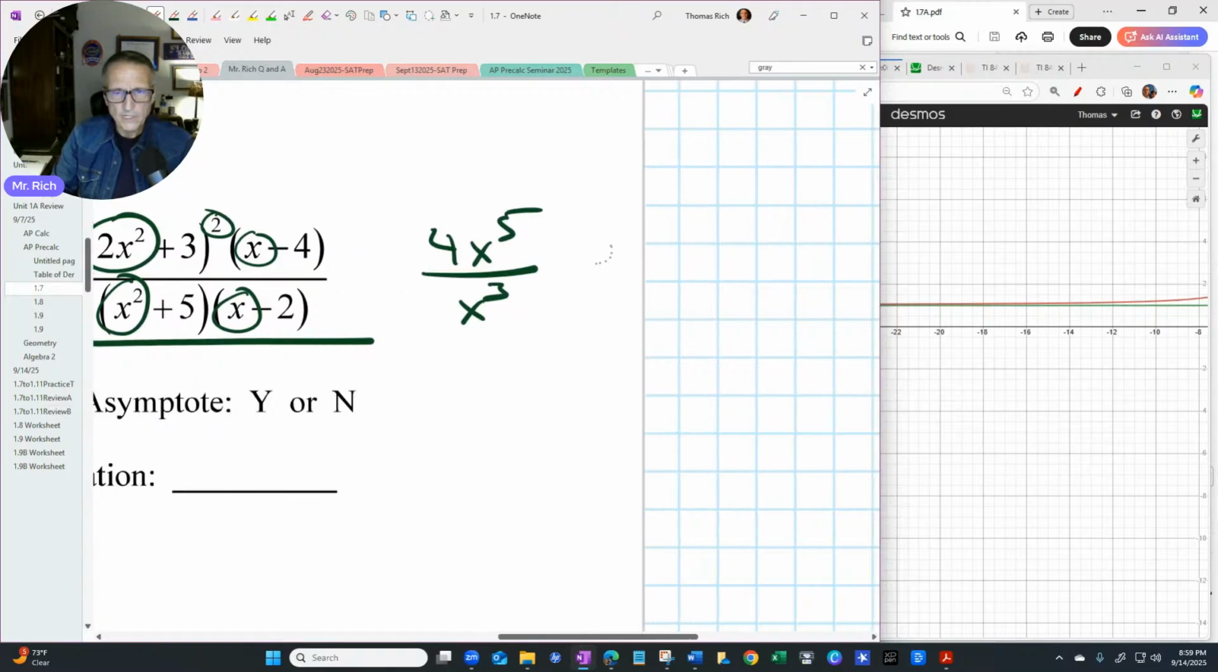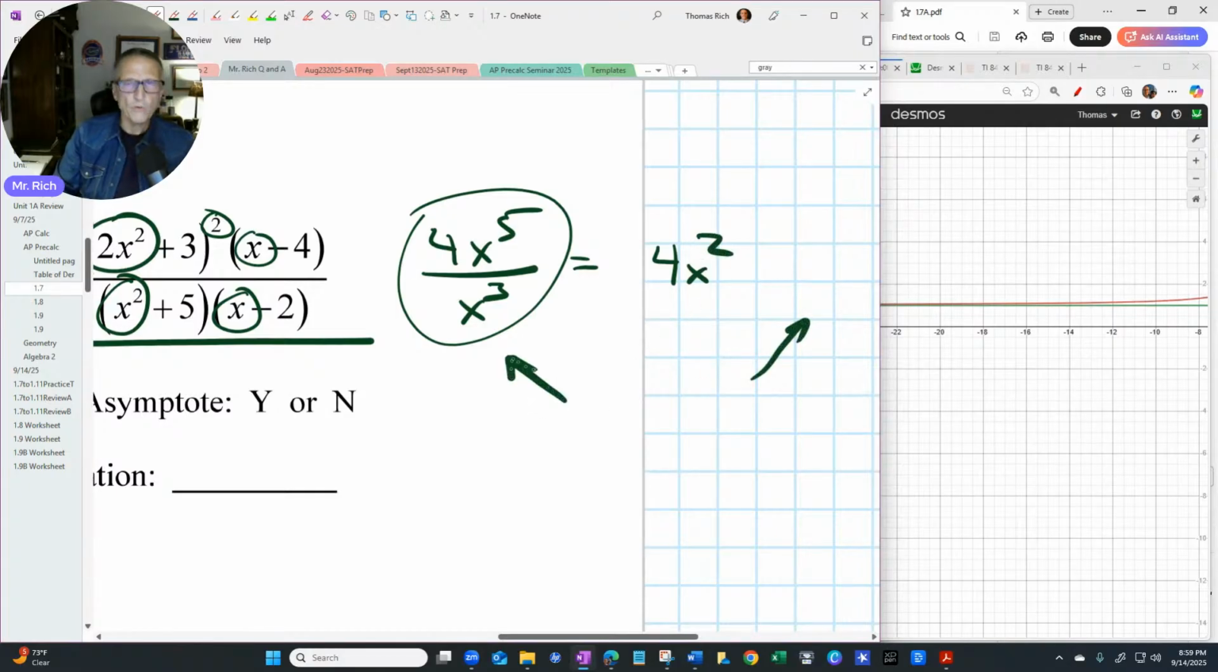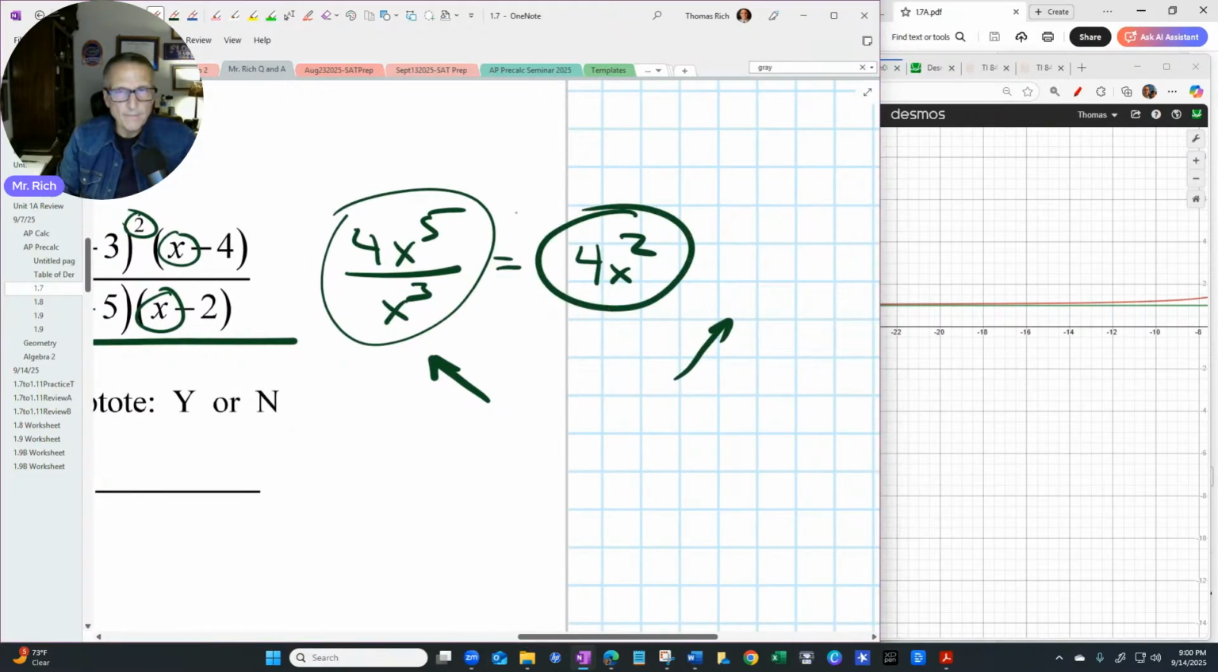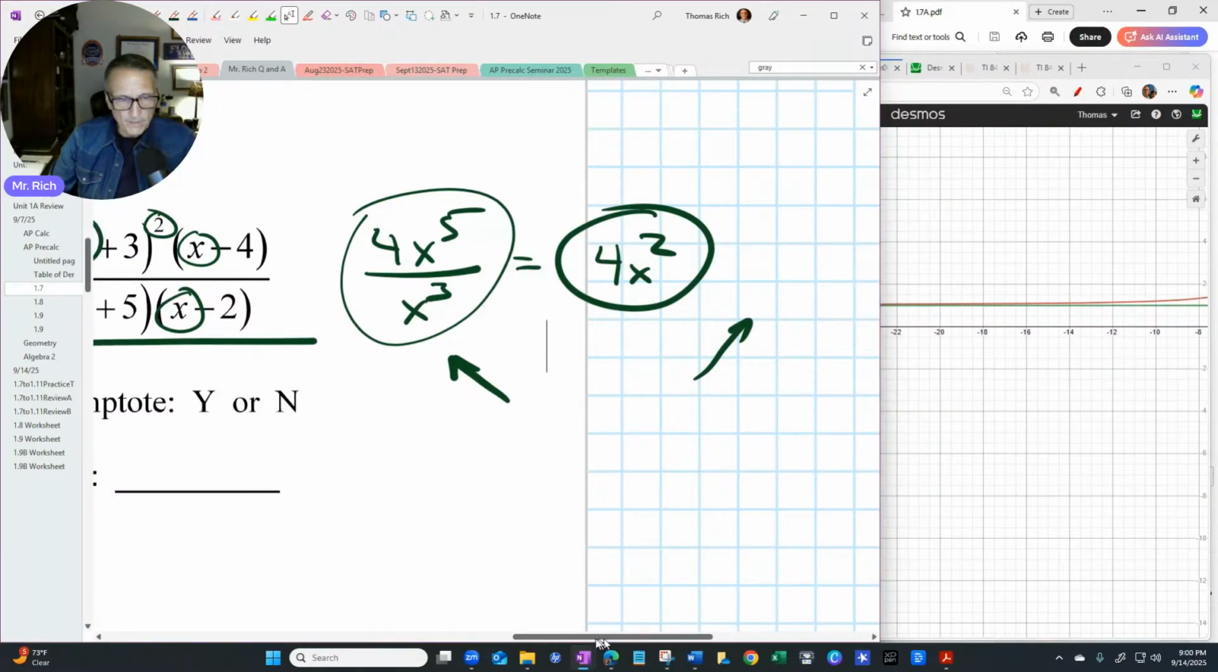Well, if you simplify this ratio, it's 4x squared, which you know is a parabola, which means that on the extremes, it's going up to the right and up to the left because it's a parabola with a positive leading coefficient. So the end behavior of this rational function is the same as this. So I know what that is. It's going up to the right, up to the left.